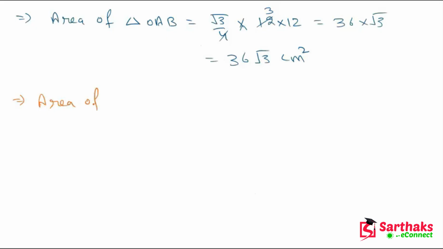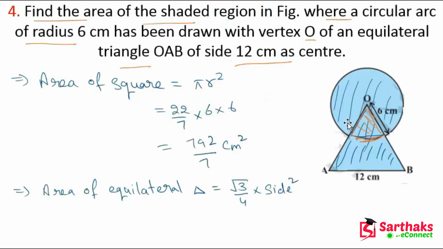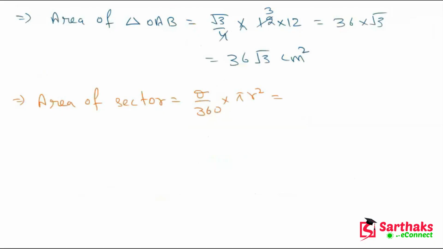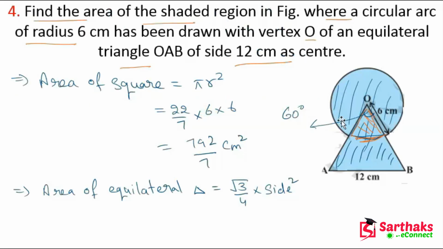Area of sector is equal to theta upon 360 into pi r square. And we know the value of theta. My dear friends, we know that this is an equilateral triangle, and in an equilateral triangle all angles are 60 degrees. So we can write here 60 upon 360 into 22 upon 7 into r square. Now what is r? We have 6 centimeter.